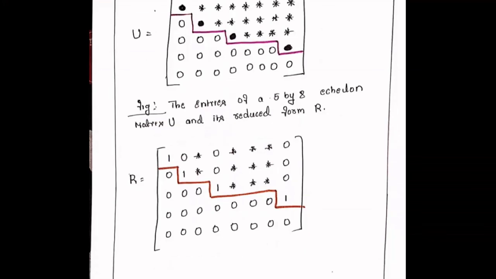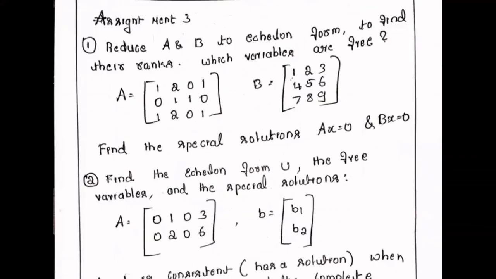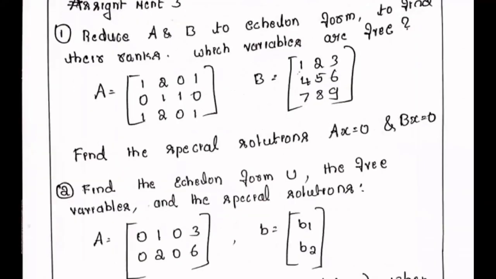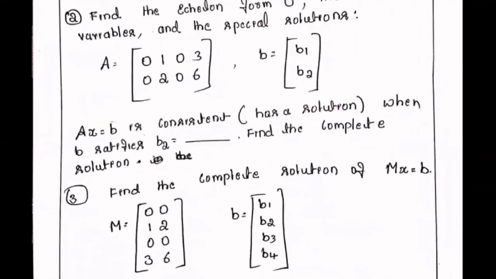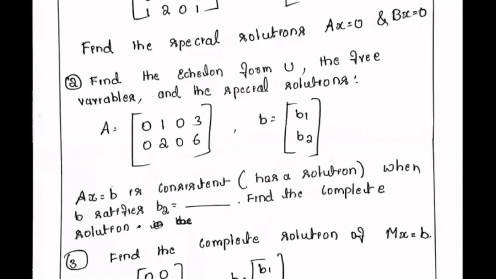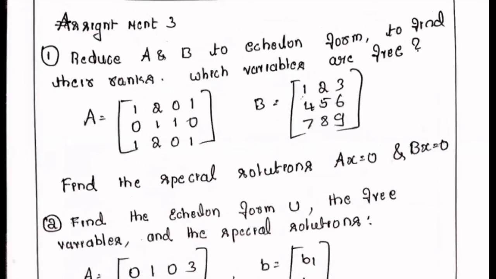So these are all the assignment questions. I wanted to give some idea about the second one or third one, I'll pick the third one only. Here, this is the assignment question: reduce A and B to echelon form to find their ranks. Which variables are free?